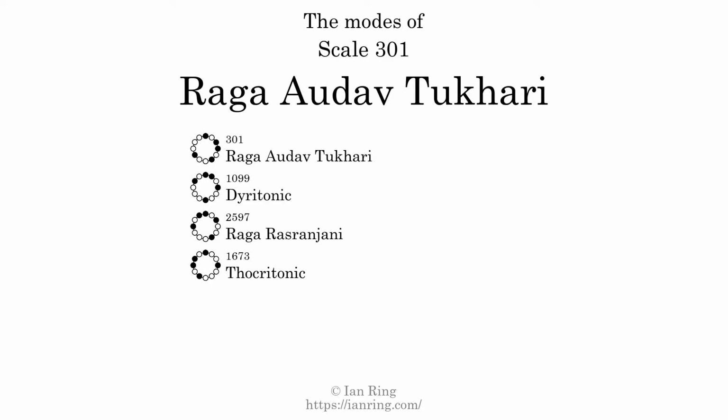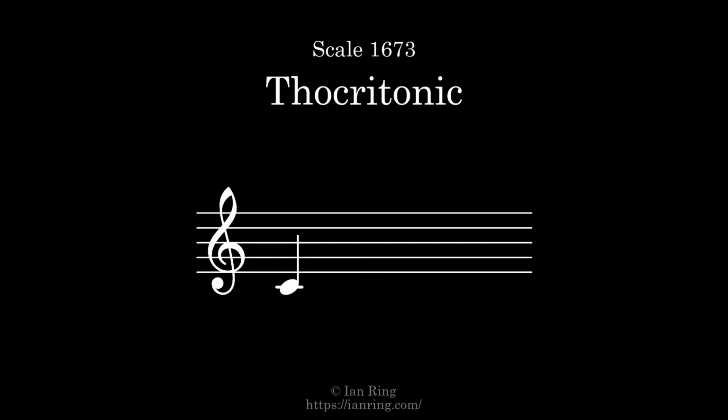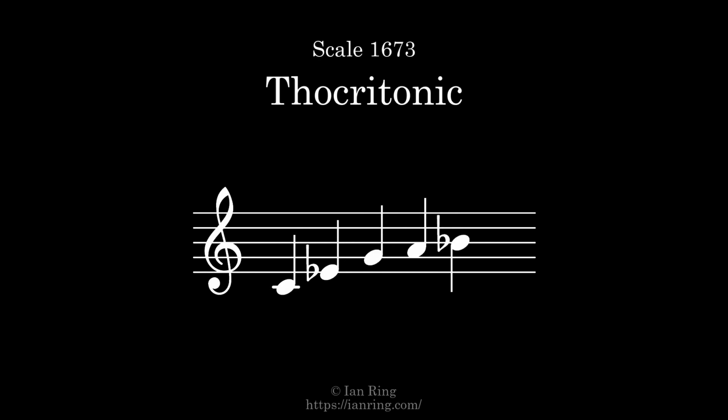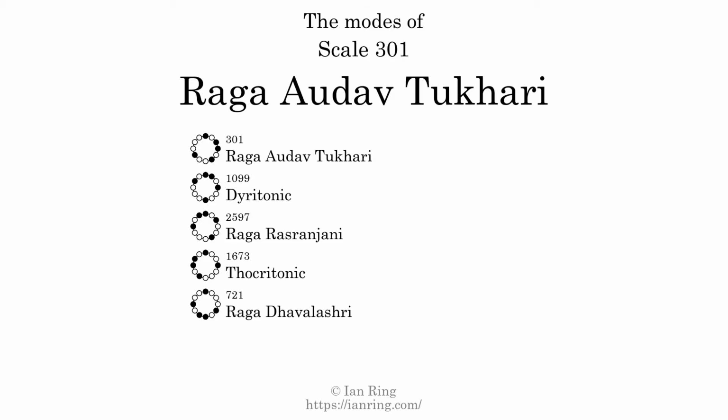The fourth mode is scale 1673, also known as thocratonic. It sounds like this. The fifth and last mode is scale 721, also known as Raga Audav. It sounds like this.